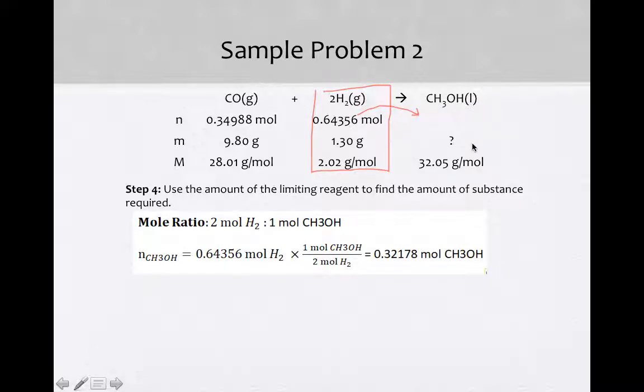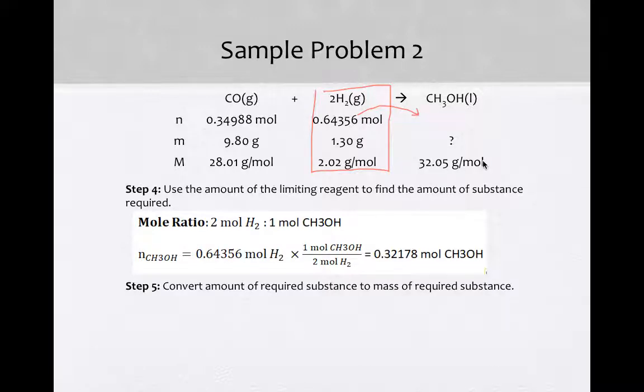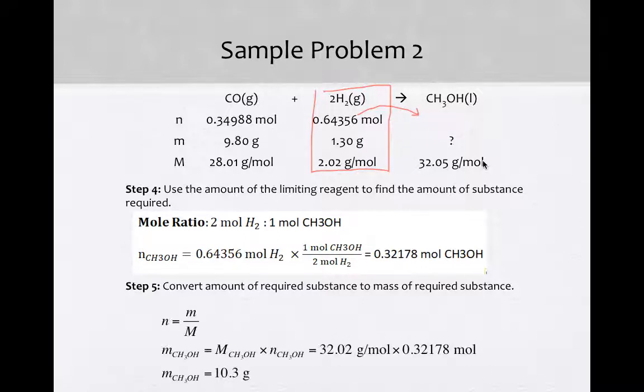Now, the question was asking us for mass, so now we're going to have to use the molar mass to solve for the mass in step 5. So we're going to convert the amount of required substance to mass of the required substance. And in here, we know that n is equal to mass over molar mass. So mass is equal to molar mass times moles. So we have our 32.05, sorry for the typo here, times 0.32178 moles, and we get 10.3 grams.